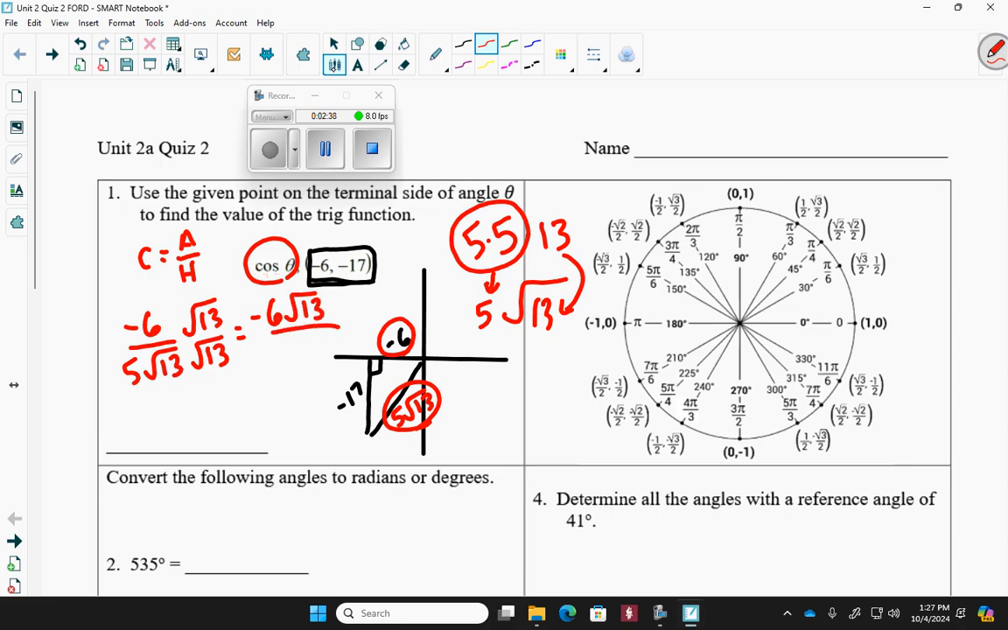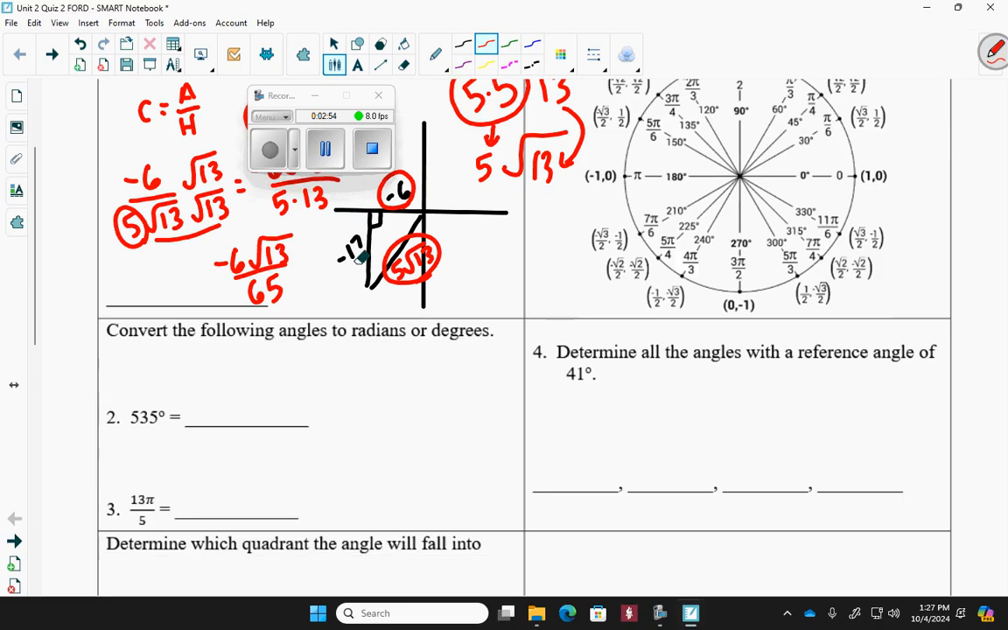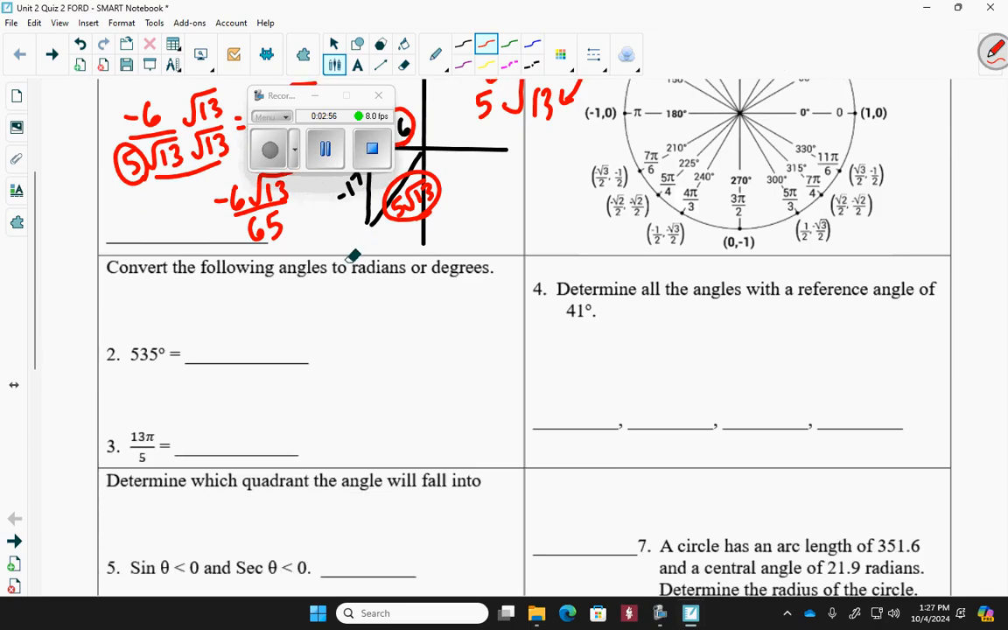Now, this is where some of you guys messed up. This 13 and 13 becomes a whole 13. However, this 5 is still down there, so it's 5 times 13. So my final answer is -6 radical 13 over 65. There we go. All right, question number 2, convert the following angles to radians, and vice versa.